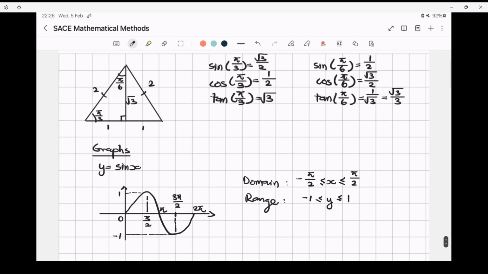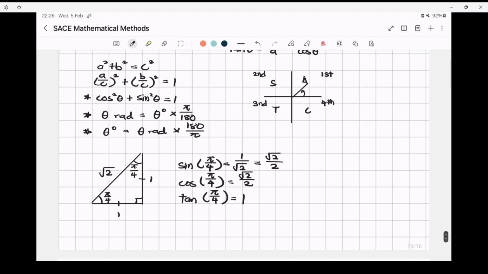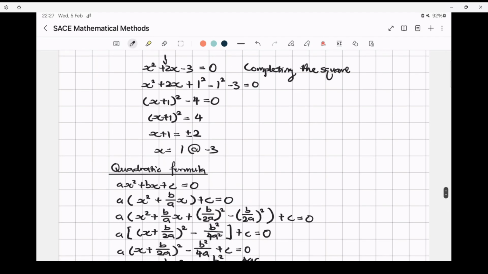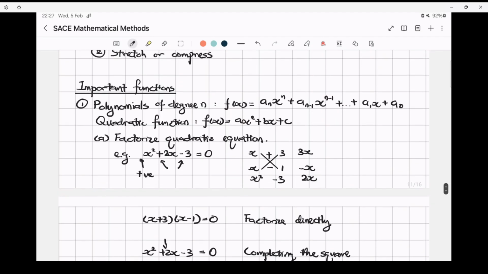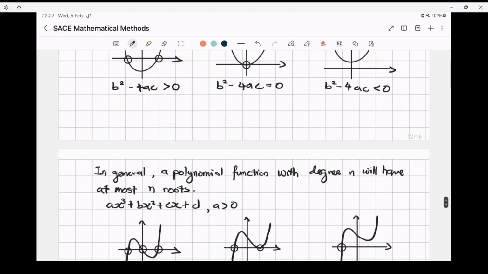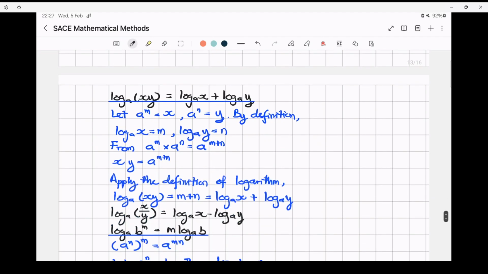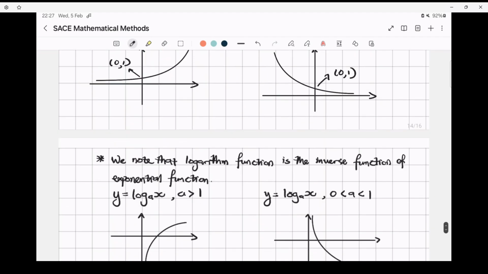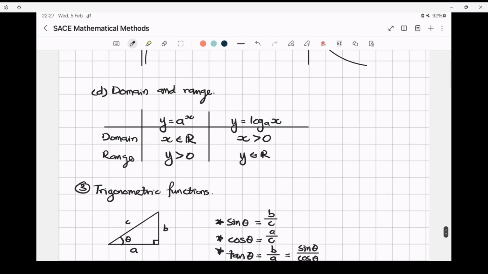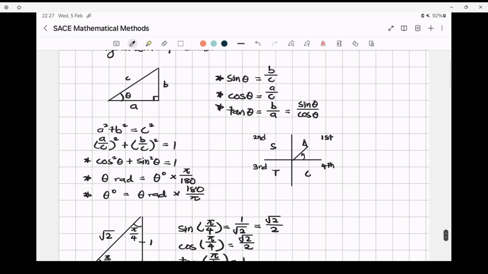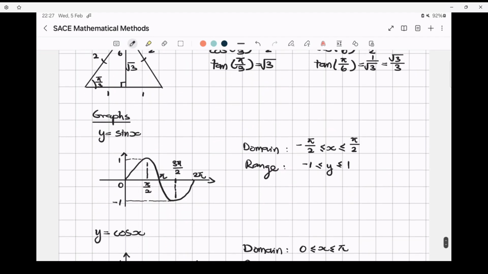So mostly that will be it for all the special functions. Just remember, starting from polynomials and especially the quadratic equation, you need to be very clear about it. And then the exponential and logarithm functions, all the properties and their graphs, domain and range. Finally, the trigonometric functions, you need to remember all these special identities and their graphs.